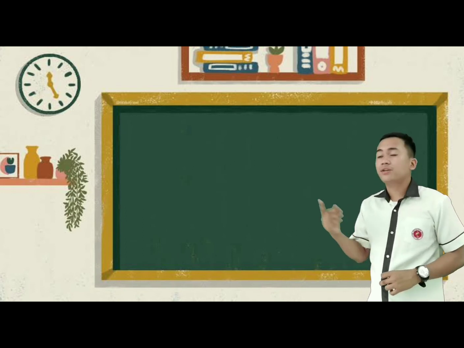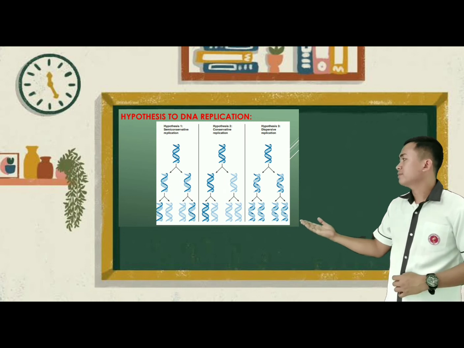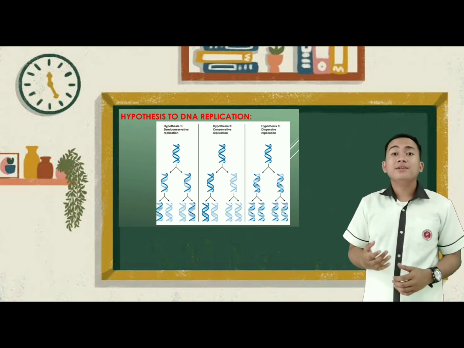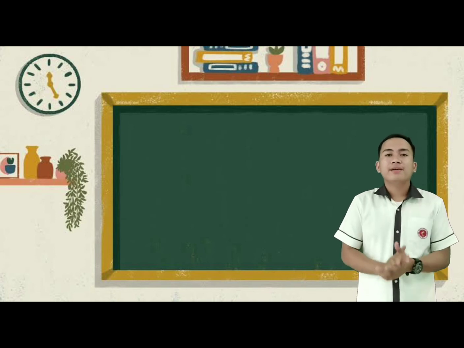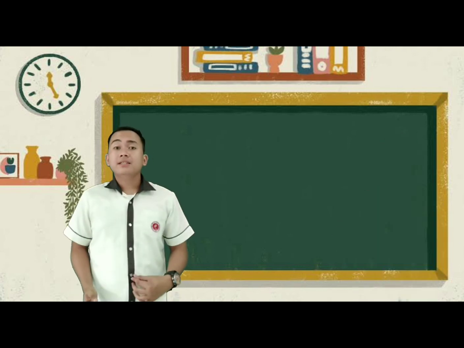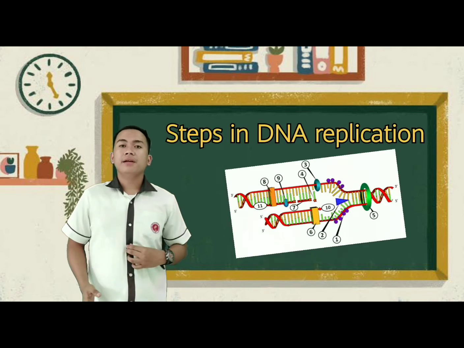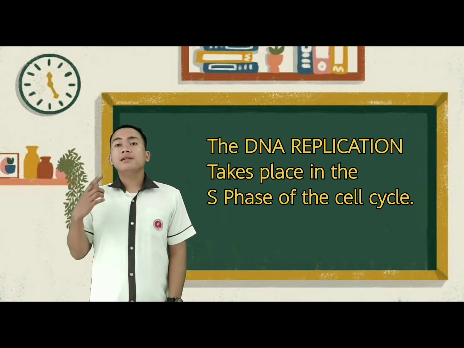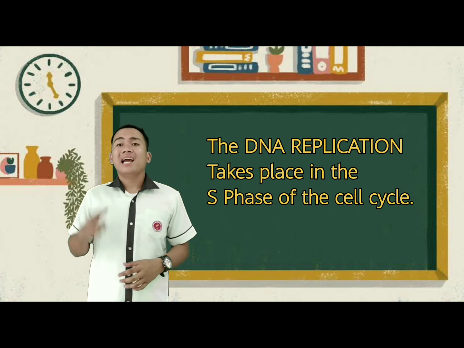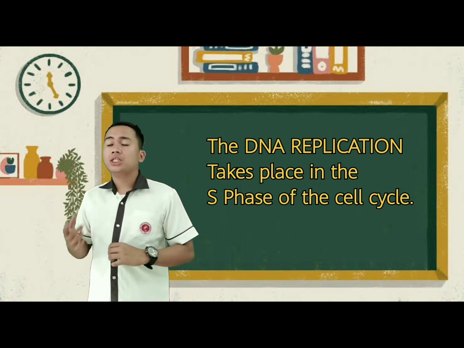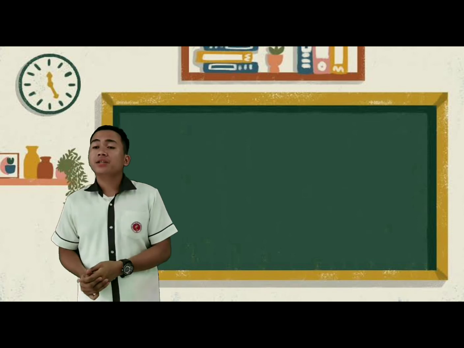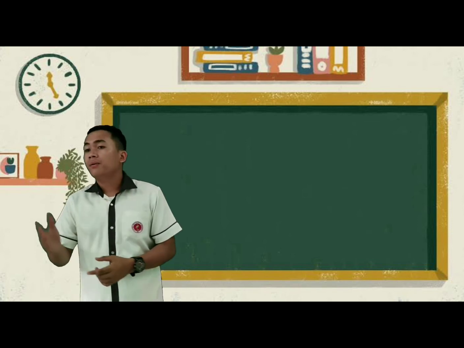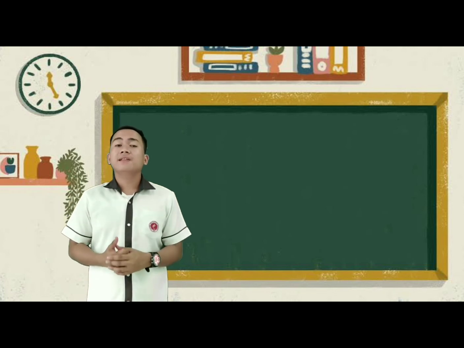Here is the illustration. Can you distinguish the difference between them? Okay, very good, class. And now, let's discuss the steps in DNA replication. The DNA replication occurs during S phase of the cell cycle. Again, class, on what phase of the cell cycle does DNA replication take place? Okay, very good. It is in the S phase.